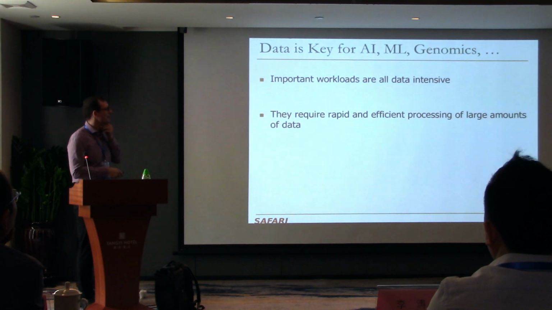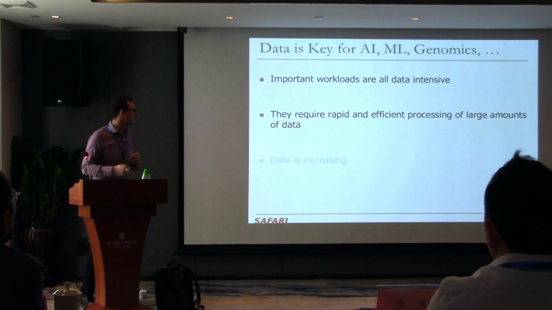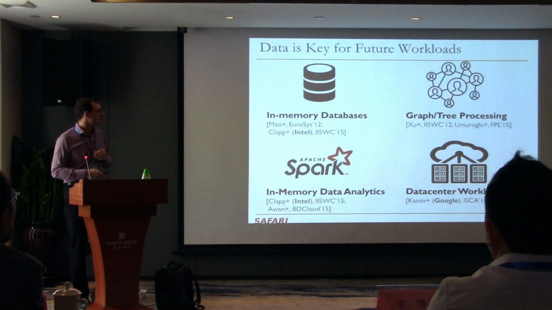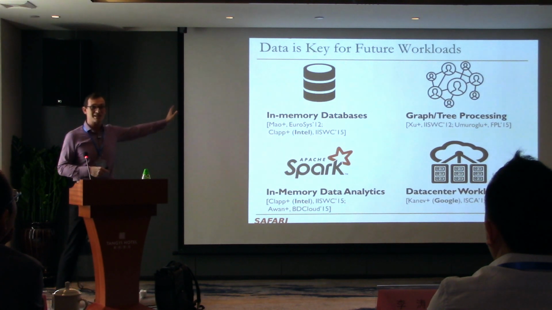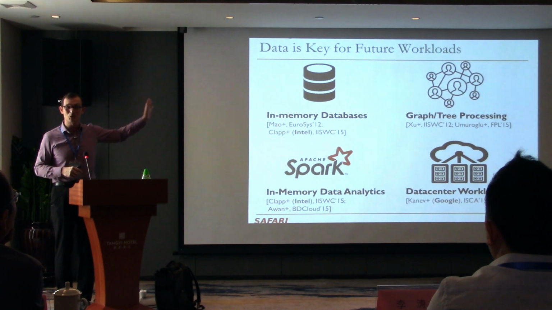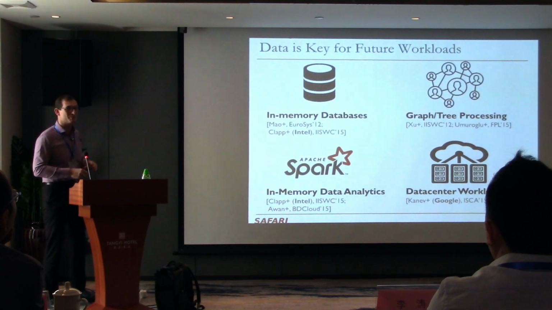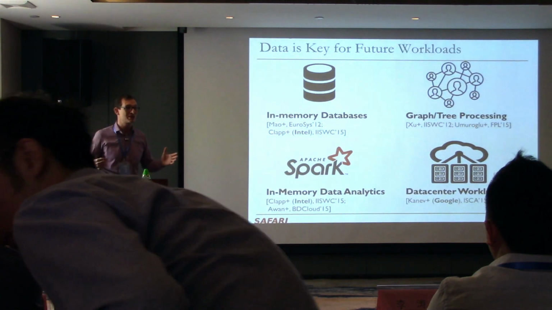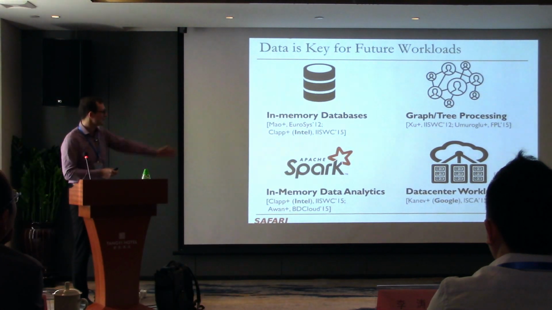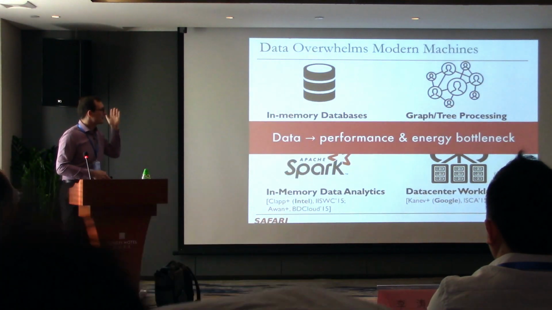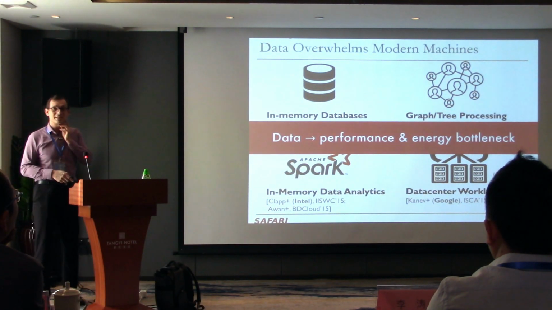These applications require rapid and efficient processing of large amounts of data, and data is really increasing. As I said, we can generate more data than we can process. And these are some applications that are very much dependent on data. You can call these traditional applications. They're very important. They actually are at the base of many, many applications that we develop. Graph processing is, for example, at the core of many machine learning algorithms, networking algorithms. I'm not going to go through these in detail. We'll touch upon them during this talk. But if you look at them, data is the performance and energy bottleneck in these applications.